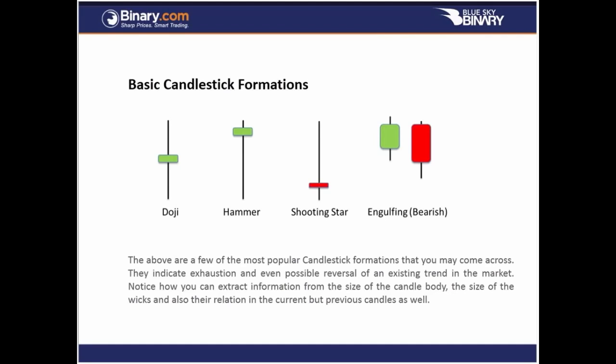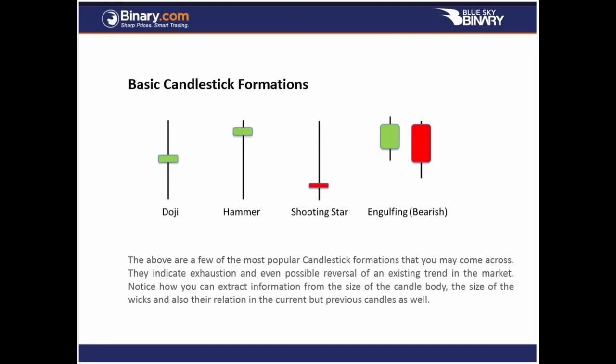The next one is the hammer. With the hammer we have just the southern wick, very large, and we still have a bullish candle body, but it's very small. And the opposite goes for the next formation, which is the shooting star. In the case of the shooting star, we have a very large northern wick, and we have a very small bullish candle body.